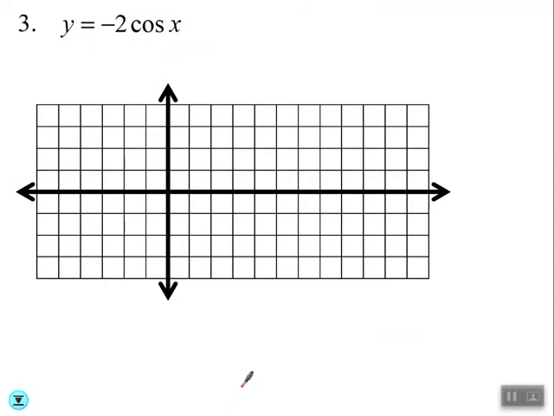Next, we have y equals negative 2 cosine of x. Remember that our amplitude is always the absolute value of a, so our amplitude is positive 2, but the fact that it is a negative will change how our graph looks. The period is 2 pi divided by b, which is just 2 pi. And the quarter period is 2 pi divided by 4, or pi over 2. Again, I'm going to go ahead and label my axes.